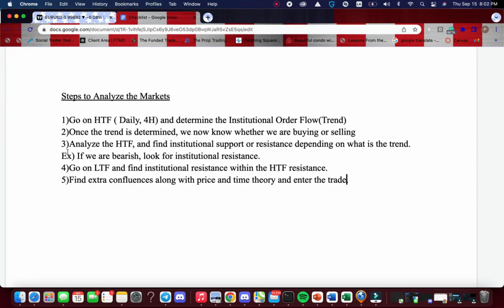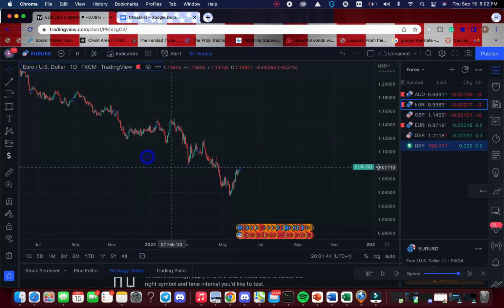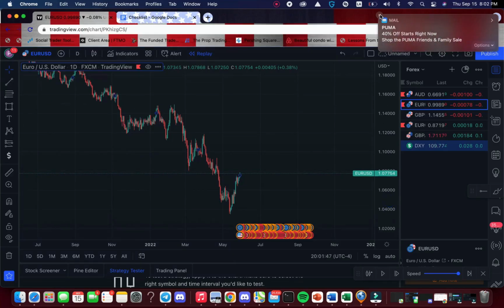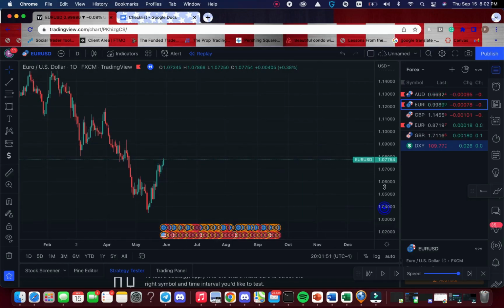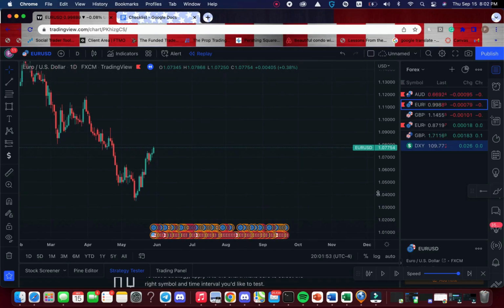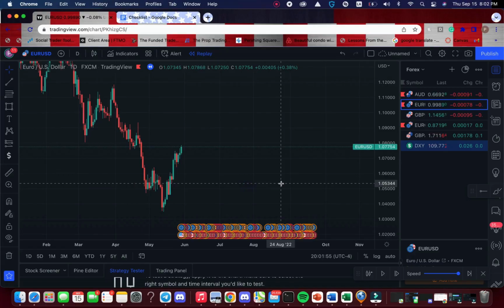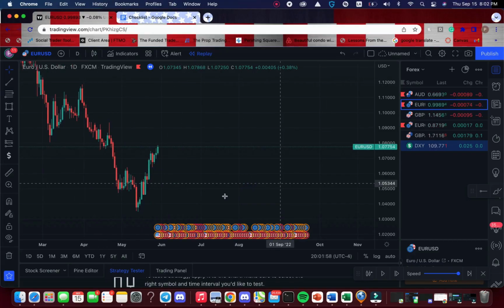The next step, we analyze the high time frame. Since we are looking for sells, we have to look for institutional resistance, or basically any type of resistance levels that will indicate that price will continue the downtrend. So what do I mean by this?